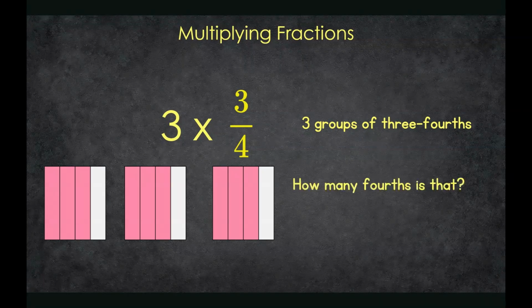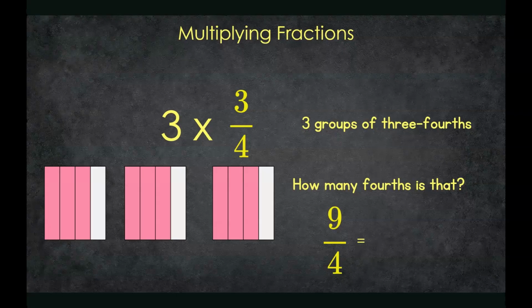Well, I just have to think to myself, how many fourths is that if I've got 3 groups? Well, that's 3, 6, 9. I have 9/4. That's an improper fraction, though. We can't leave it as an improper fraction. So I'm going to have to go the extra step, and I'm going to have to convert that into a mixed number.